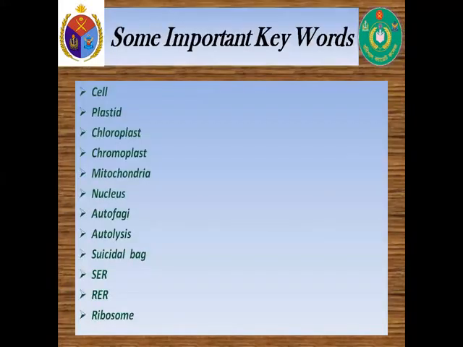Now, some important keywords: cell, plastid, chloroplast, chromoplast, mitochondria, nucleus, autophagy, autolysis, suicidal bag, SER, which means smooth endoplasmic reticulum, RER, rough endoplasmic reticulum, ribosome, etc.